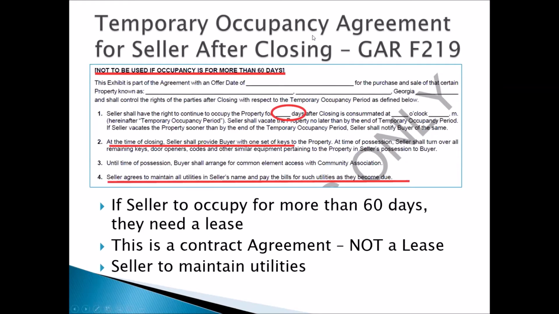Okay, moving along, temporary occupancy agreement. Oh, I'm moving fast. I'm moving faster than I thought. Temporary occupancy agreement for the seller after closing.